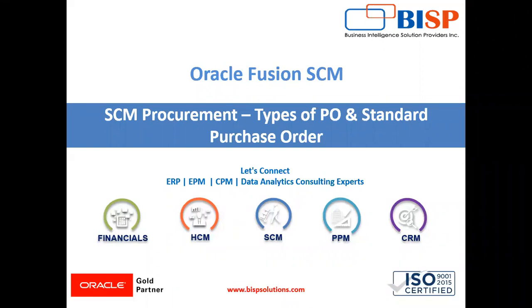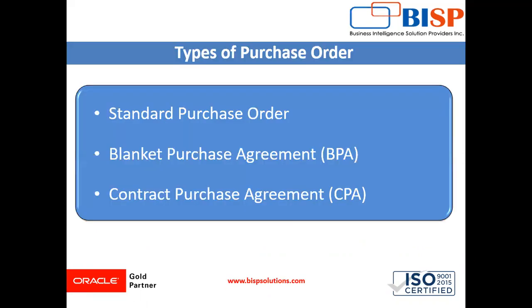My name is Lokesh Gandhi and in today's session we are going to look into the types of purchase order and see how to create the standard purchase order in our Oracle Fusion Supply Chain Management procurement application. In our procurement application, we have three types of purchase order. The first one is the standard purchase order. The next one is the blanket purchase agreement and the last one is the contract purchase agreement.